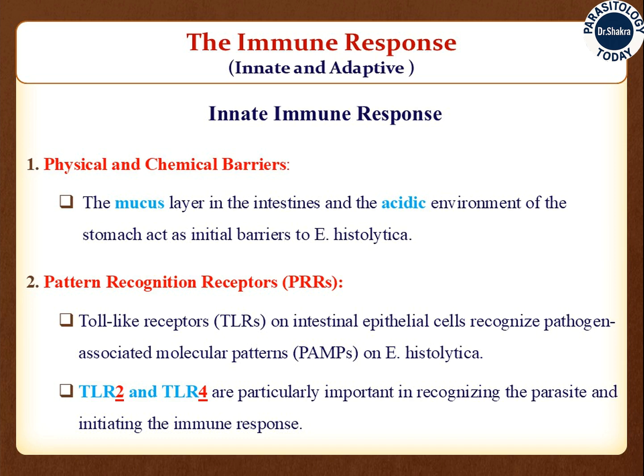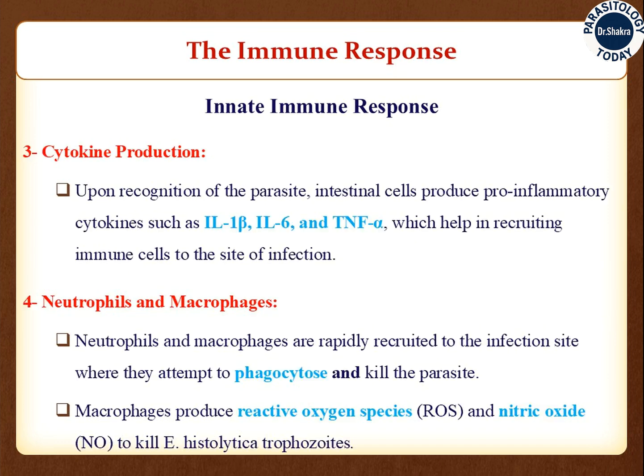Pattern recognition receptors. Toll-like receptors on intestinal epithelial cells detect pathogen-associated molecular patterns in Entamoeba histolytica. TLR2 and TLR4 are crucial in recognizing the parasite and initiating an immune response. Cytokine production. Intestinal cells release pro-inflammatory cytokines such as IL-1 beta, IL-6, and TNF-alpha, which recruit immune cells to the infection site.